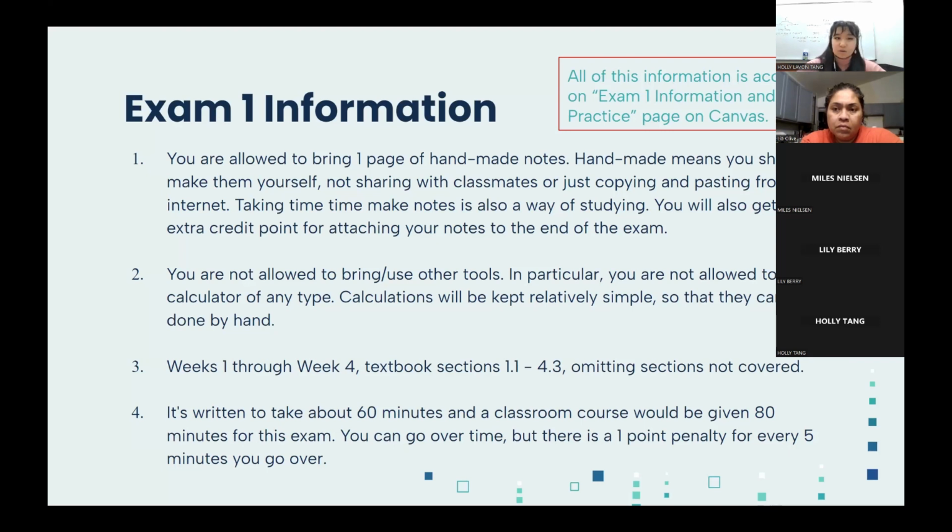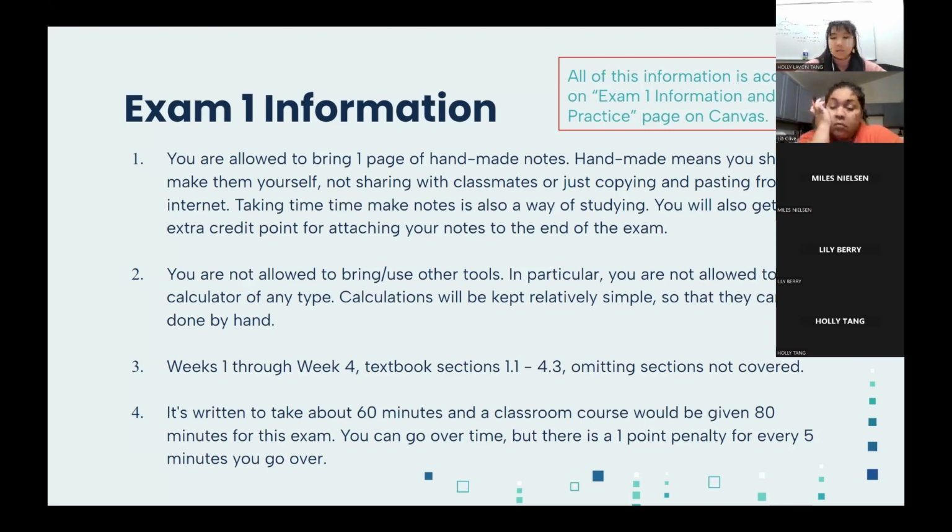Just keep a note that you do have one full page of your handmade notes. That just means that you wrote them yourself. You're not sharing them with classmates. You're not copying and pasting everything. Just make sure to take your time to make your note sheet because that'll really help you in the exam, especially when you get stuck.